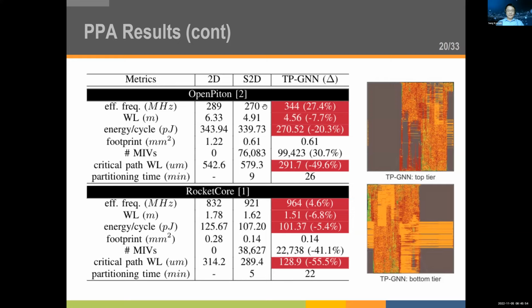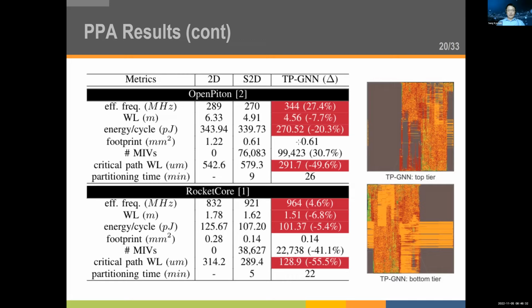Compared with Strunk 2D, we're better. In fact, we're quite pleased to see that we were able to improve FMAX by 27%. I'm pretty happy. In fact, wire length was even better too. This GNN-based learning was quite useful in reducing wire length by 7.7%. We calculated energy, again, looks pretty good. Footprint was set to be the same between Strunk 2D and this TPGNN, tier partitioning based on GNN.